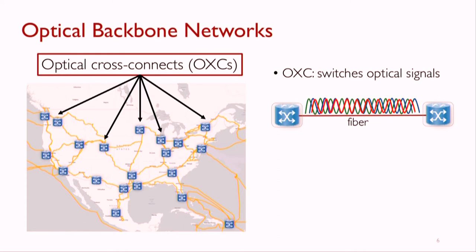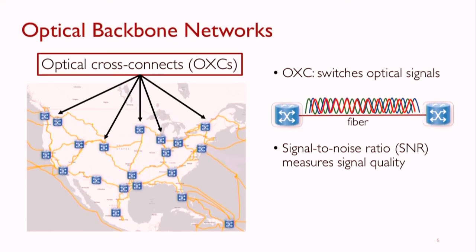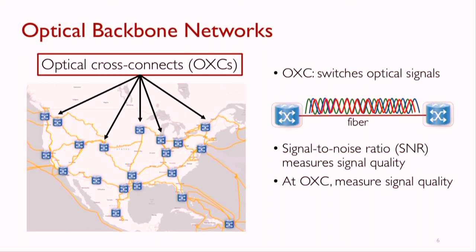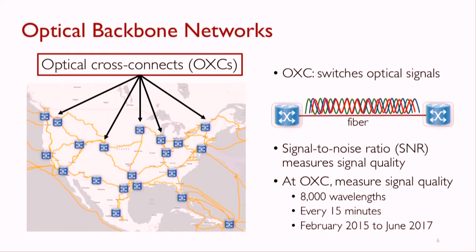A measure of the quality of signal on these fiber paths is this thing called the signal-to-noise ratio, which basically says if the SNR is high for these wavelengths, it's good for me. I can push more packets on this wavelength. So what we do is at each of these optical cross connects, we measure signal quality. We do this for 8,000 wavelengths in this North American backbone. We do it every 15 minutes, and we've been doing it for the last 2.5 years.